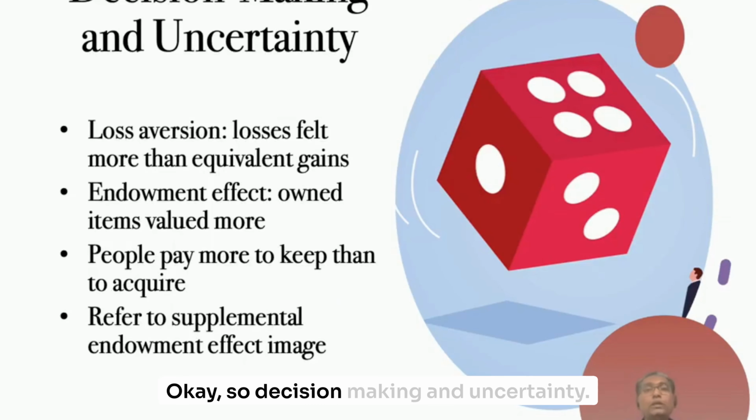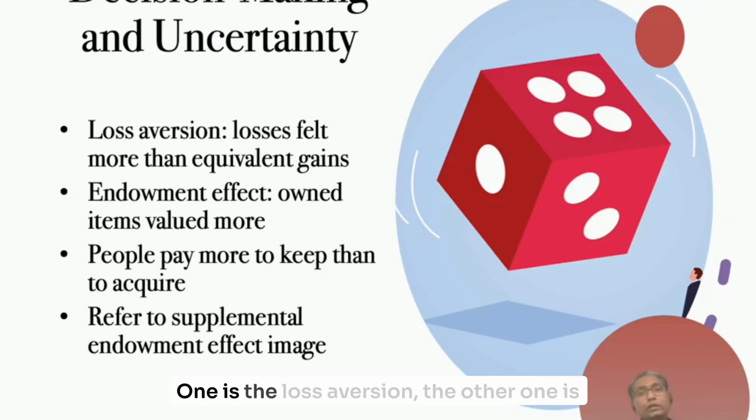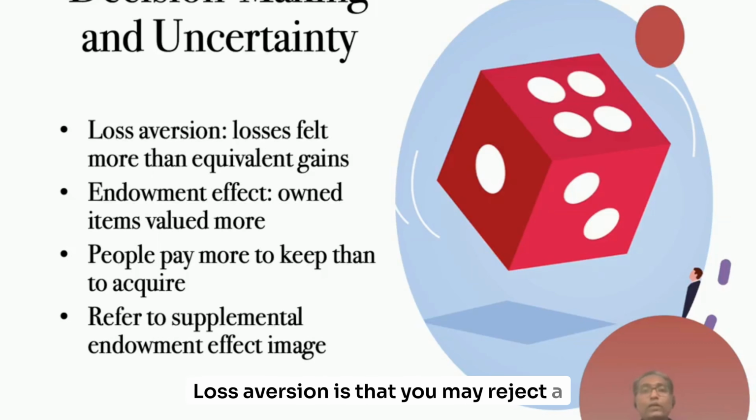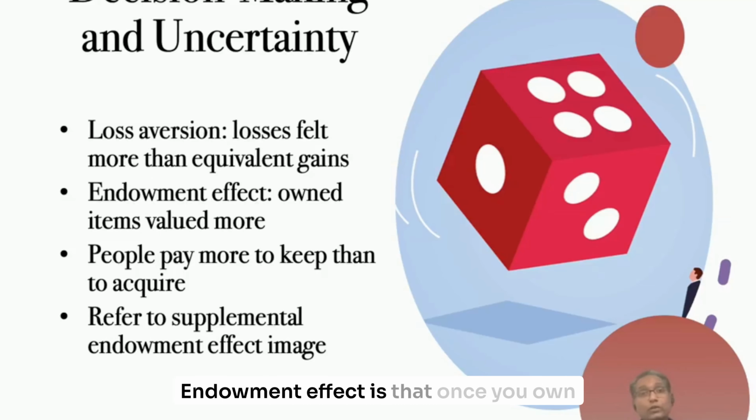Okay, decision making and uncertainty. So, under uncertain circumstances, when the outcomes are not clear, two biases seem to emerge over and over again. One is loss aversion, the other one is the endowment effect. Loss aversion is that you may reject a favorable coin flip bet that wins $10 or loses $9, even though the expected value is positive. Endowment effect is that once you own something like a pen, book, or a cup, you value it more and demand a higher price to give it up than you would pay to acquire it.